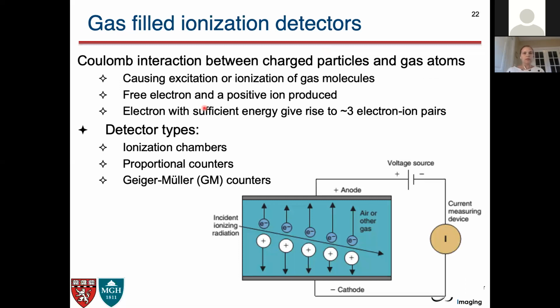If we start with gas filled detectors, this is a schematic picture of how this works. We have the incident radiation entering the detector material, and it causes ionization in a gas that can be either air or other gas. And if we apply a voltage across this gas volume, the free electrons will migrate to the anode, and the positive ions will migrate to the cathode. This results in a current that we can measure over here.